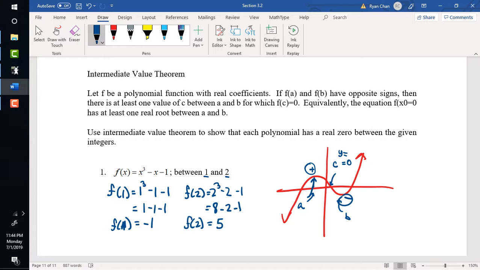What does this mean here? Notice at 1, it becomes negative, but at 2 it becomes positive. That means there is a real 0 between 1 and 2. So at some given point when x is between 1 and 2, it's going to cross the x-axis. Okay. Let's look at one last example.